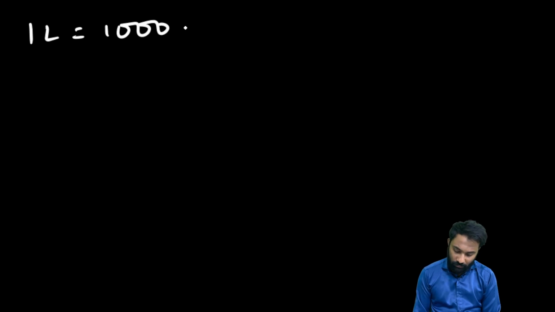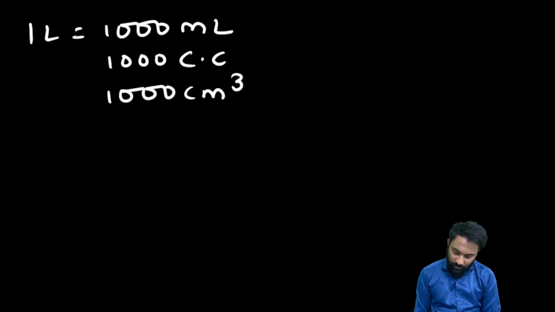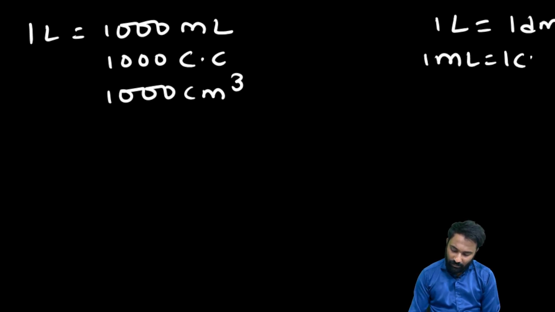Now listen. First, we know 1 liter is equal to 1000 ml. This 1000 ml is equal to 1000 cc, cubic centimeter, or 1000 centimeter cube. First I will derive how 1 liter will be equal to 1 decimeter cube, and 1 ml will be equal to 1 centimeter cube.